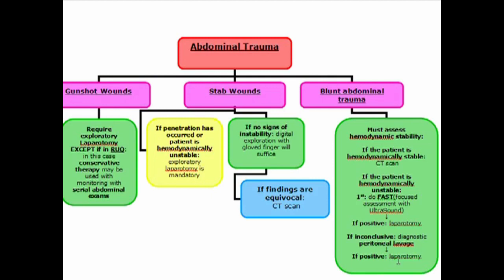Now, the question may show a hemodynamically unstable patient, and you may not see FAST there. That's the only case I want you to go to the peritoneal lavage and then laparotomy. But if you see FAST and peritoneal lavage in there, you're going at the FAST first. And the only time you are going to peritoneal lavage is if the FAST is inconclusive, if both of these answer choices are there.